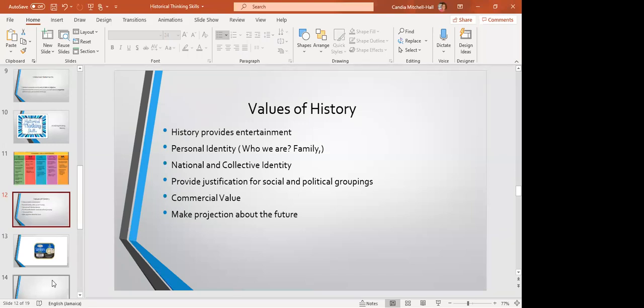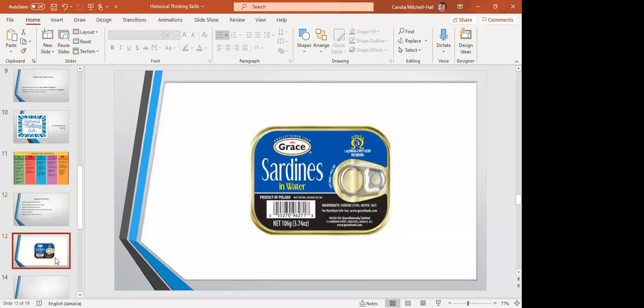Very good. The next thing, ladies, is that history has another value: commercial value. What do I mean by commercial value? People make money from history. A lot of companies use history. If you go into your cupboard or pantry and look at this sardine tin, you see Grace Kennedy, quality since 1922. Grace is telling you, listen, I am around a long time, so don't bother with Lasco or any other brand, because we are in this for a long time. We have been serving generations upon generations.